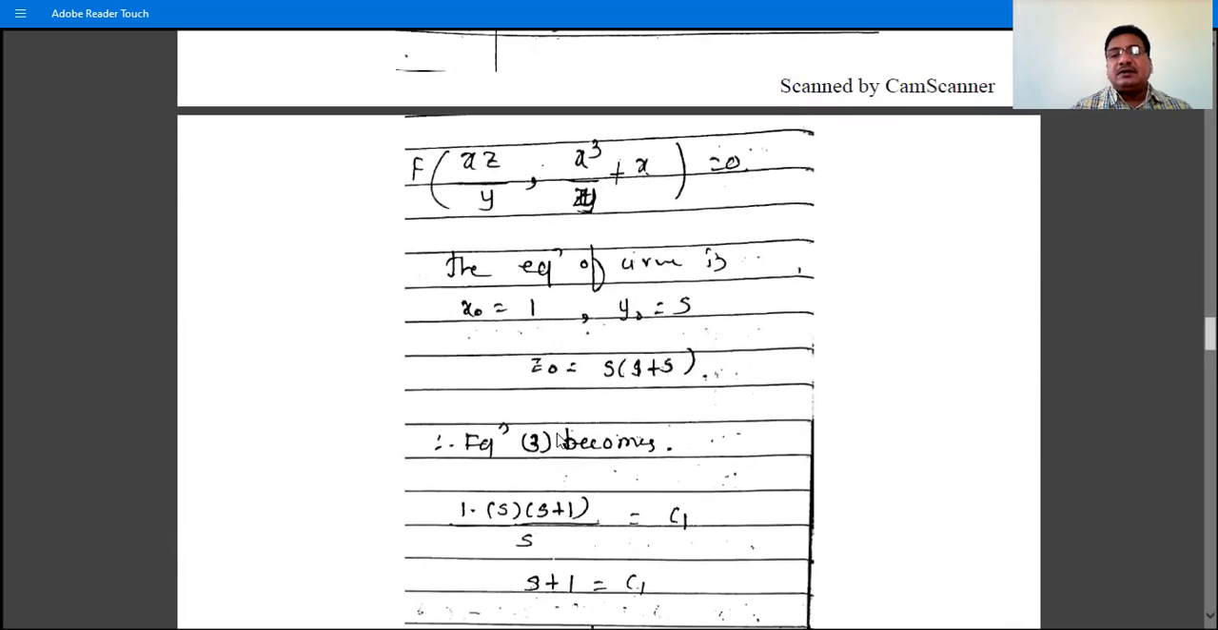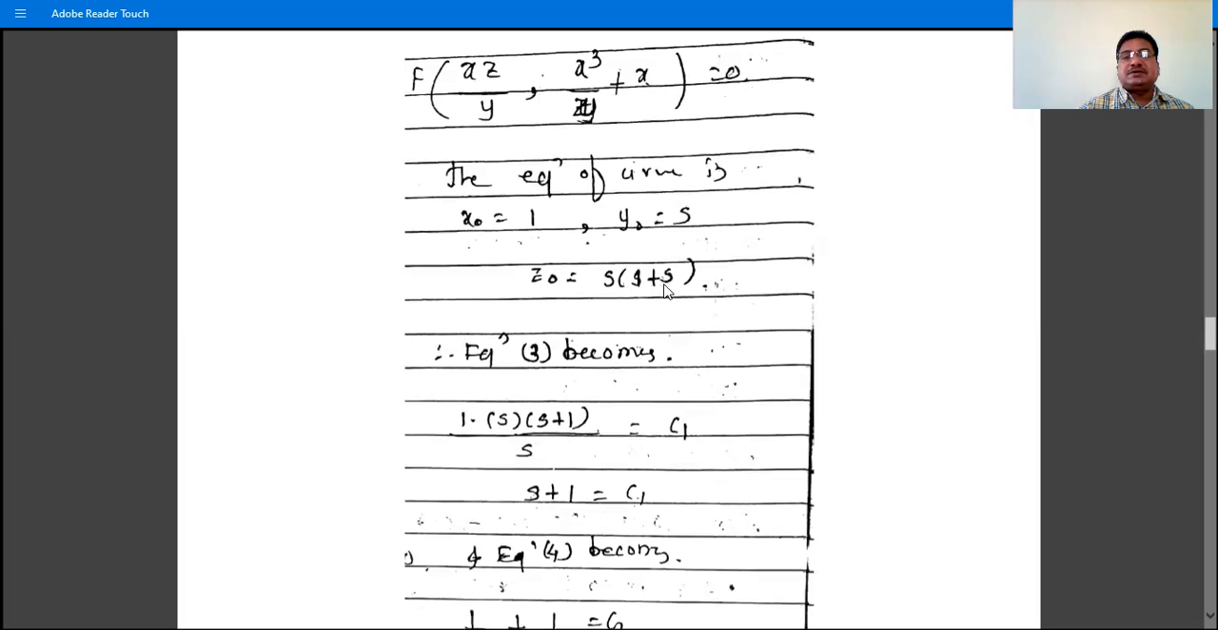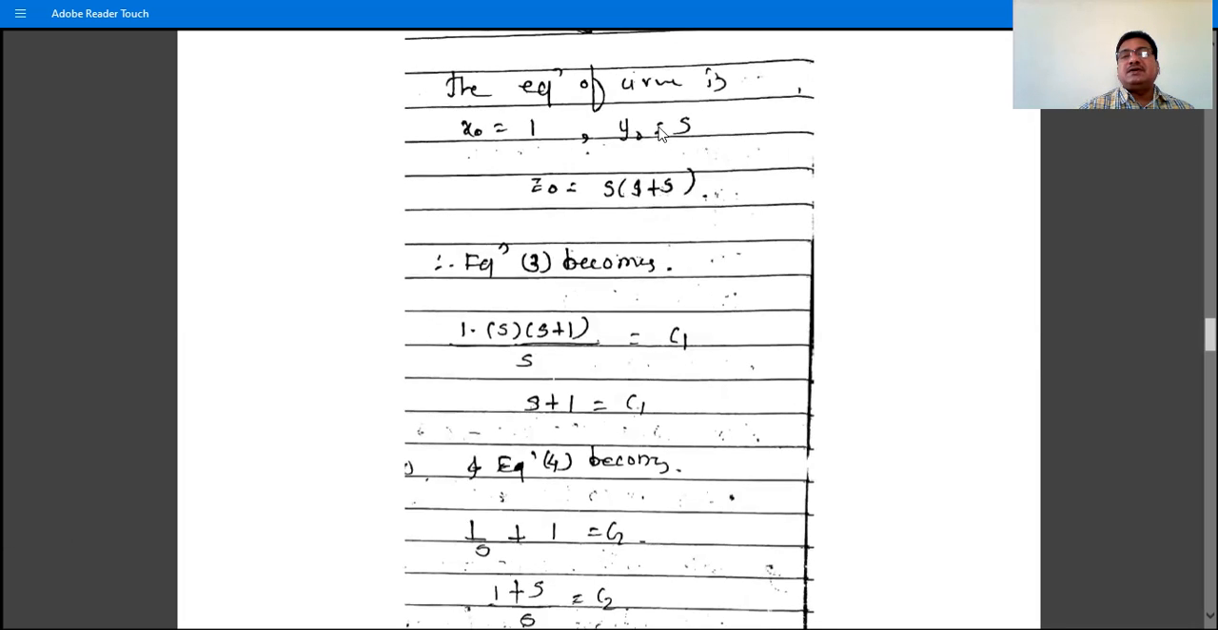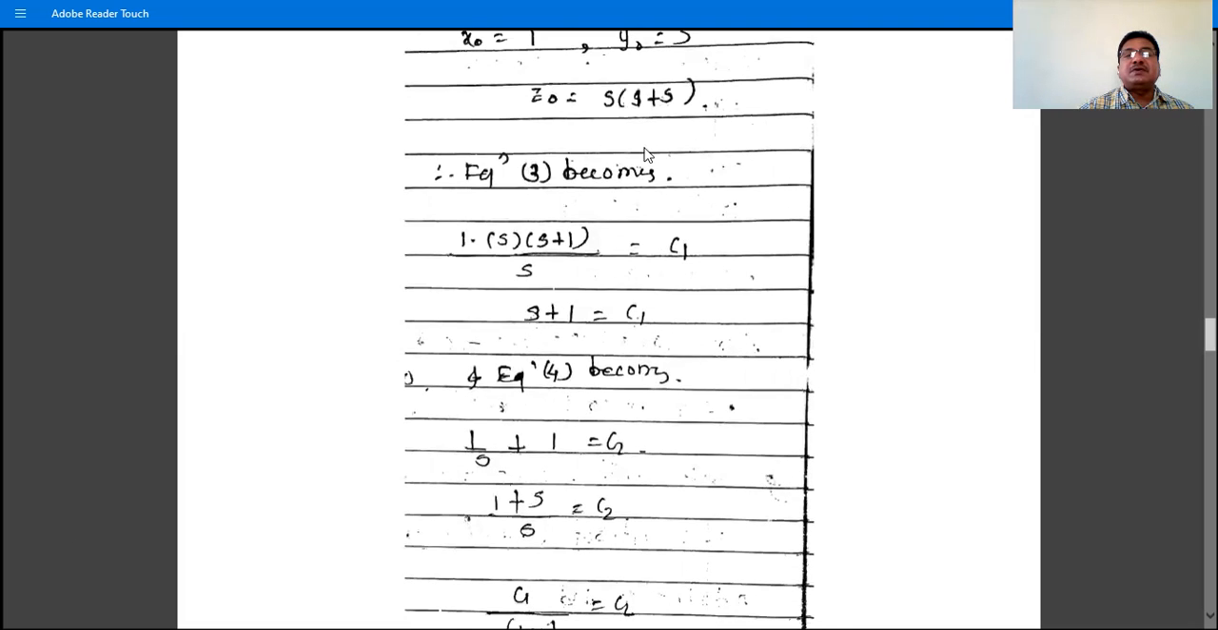Now we have to find the integral surface passing through the given curve. The given curve is x naught is 1, y naught is s, and z naught is s in bracket 1 plus s. So substitute x as 1, y as s, and z as s in bracket 1 plus s in equations number 3 and 4. So equation 3 becomes s plus 1 is equal to c1, after substituting x, y, z as 1, s, and s in bracket 1 plus s.